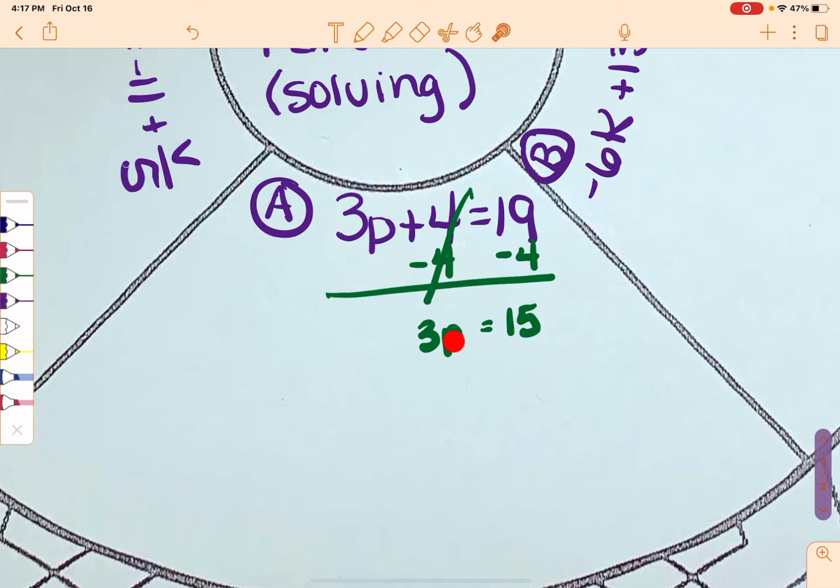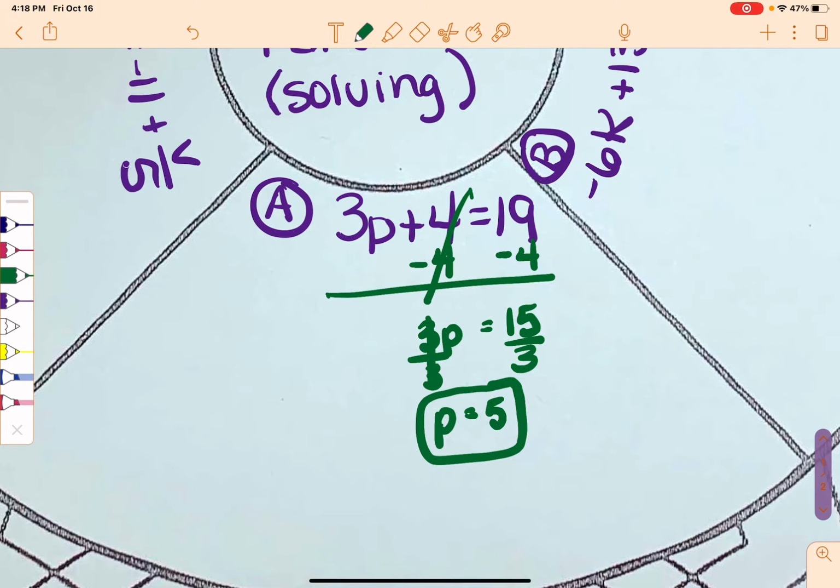Then to get p by itself, right here I have 3 times p. So the opposite of multiplying by 3 is dividing by 3. So I'm going to divide by 3 on both sides. So these cancel down to 1. I'm left with 1p. And 15 divided by 3 is 5. Okay, so very similar to what we did the last time, except it's going to take 2 steps to be able to get the variable by itself.